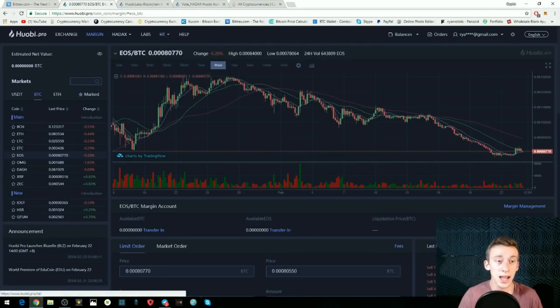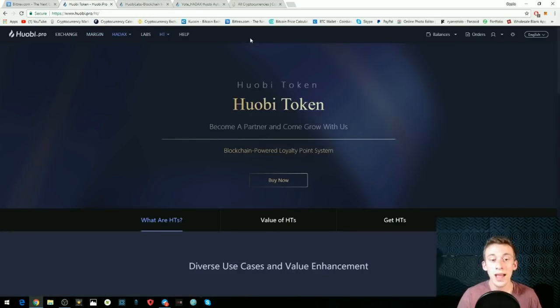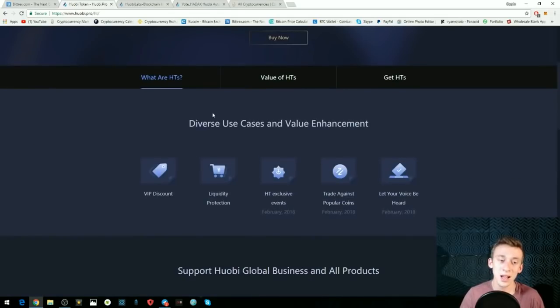So the HT tab, this is their own token. Huobi has their own token as of right now. With purchasing their token, you can get discounts on trades as well as liquidity protection.